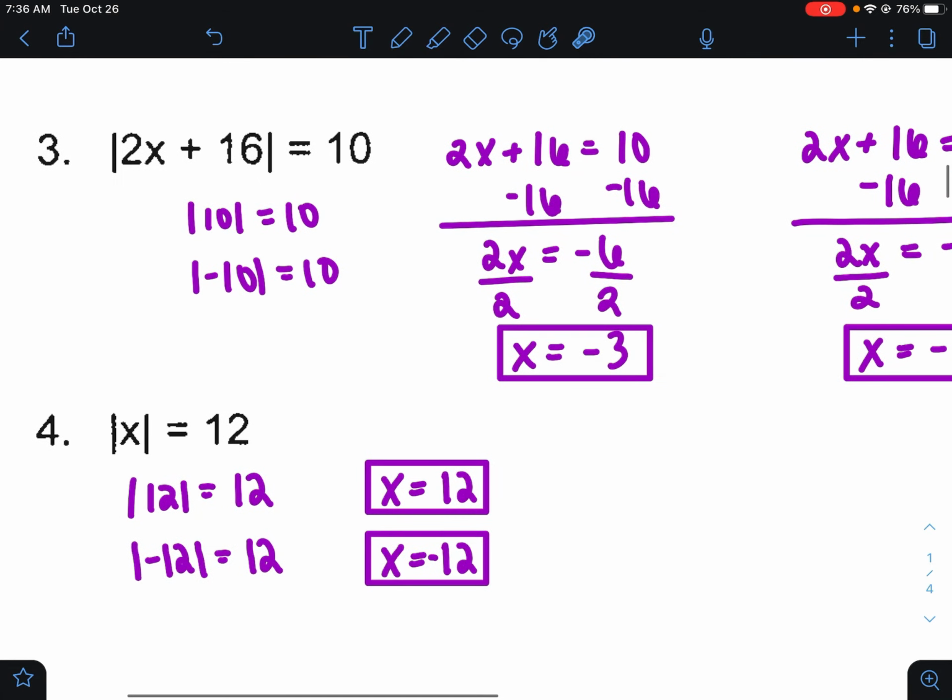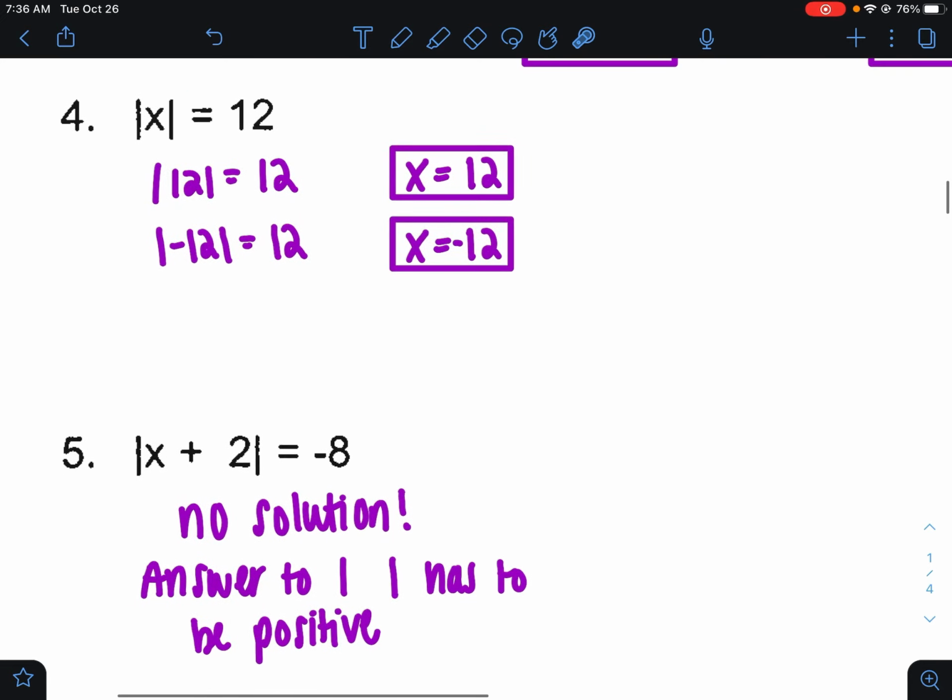Number 4 here, the absolute value of x is equal to 12. Well, that means that x is either a positive or a negative 12. With number 5 here, we have the absolute value by itself equal to a negative value. That one's going to be no solution because we can't ever have an absolute value that is negative. They always have to be positive. So those are the 3 main types of problems there.